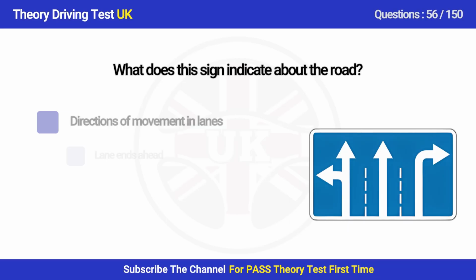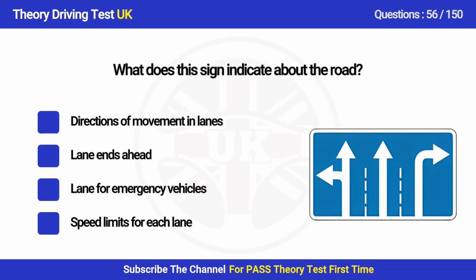Question 56. What does this sign indicate about the road? A. Directions of movement in lanes. B. Lane ends ahead. C. Lane for emergency vehicles. D. Speed limits for each lane.